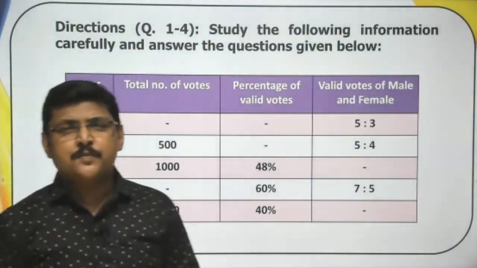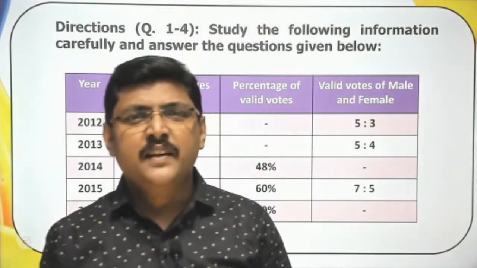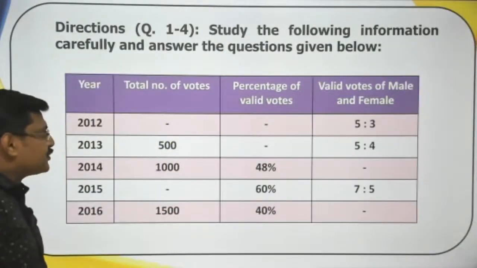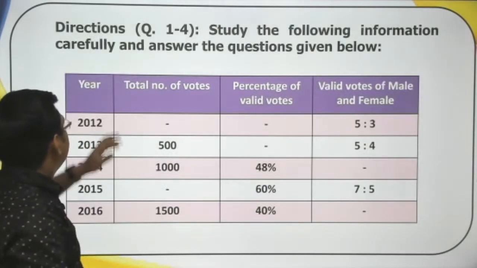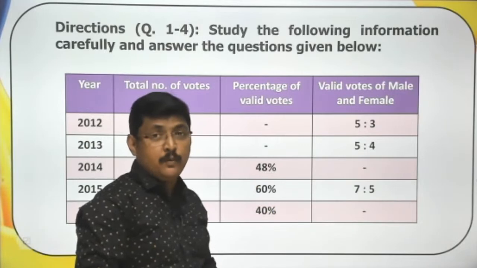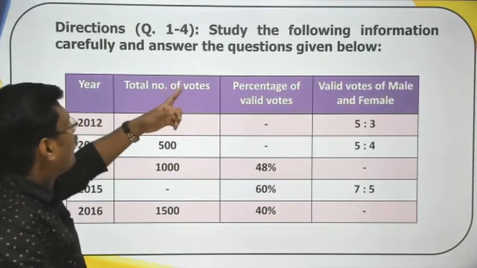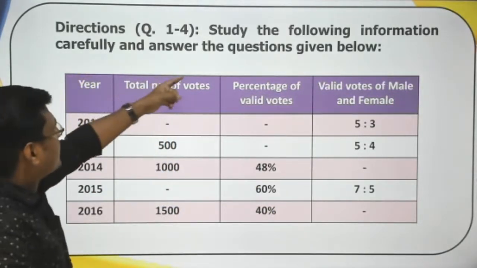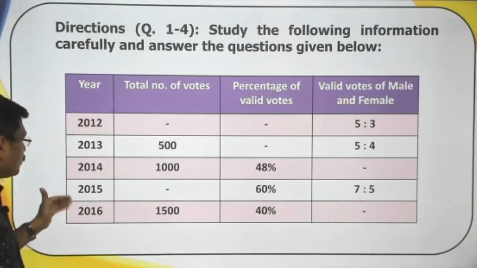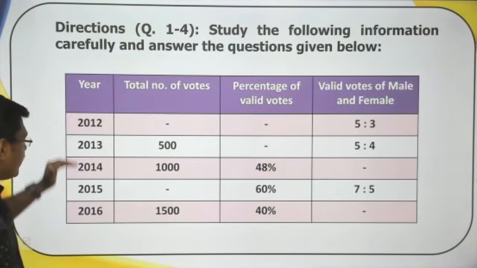So, what is the difference between data interpretation, normal DI and missing DI? Here it is a table, right? So, in this table, as you can see here, direction 1 to 4. So, 4 questions based on this table will be asked. So, study the following information carefully and answer the questions given below. So, the years are clearly given from 2012 to 2016. Yes, 5 years are given.